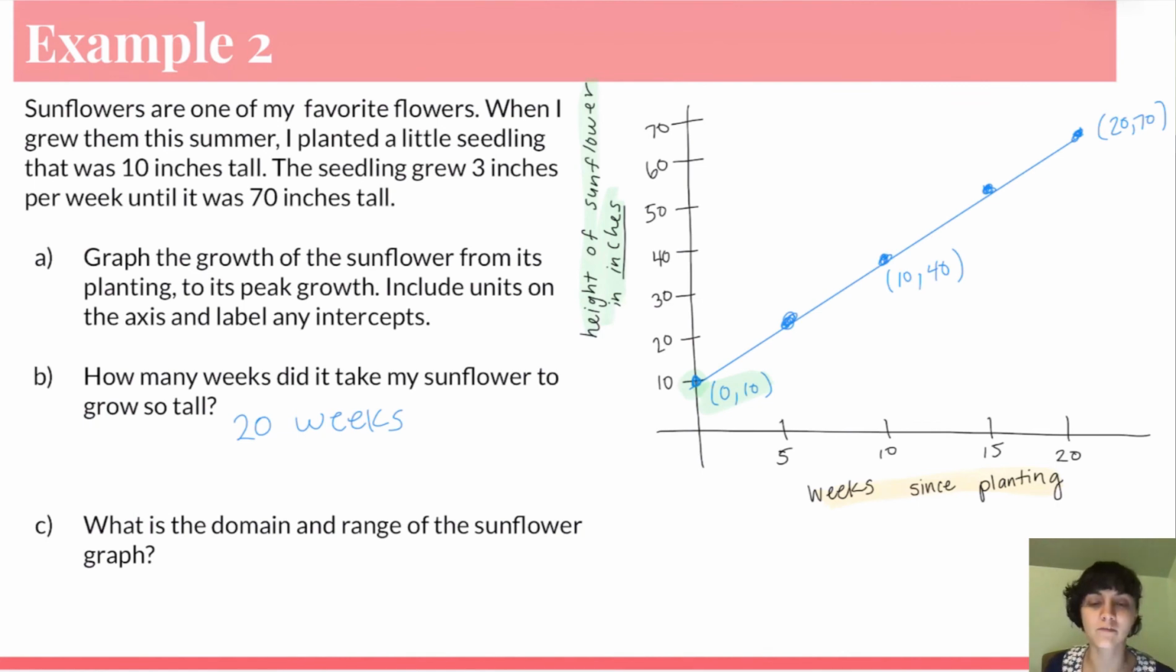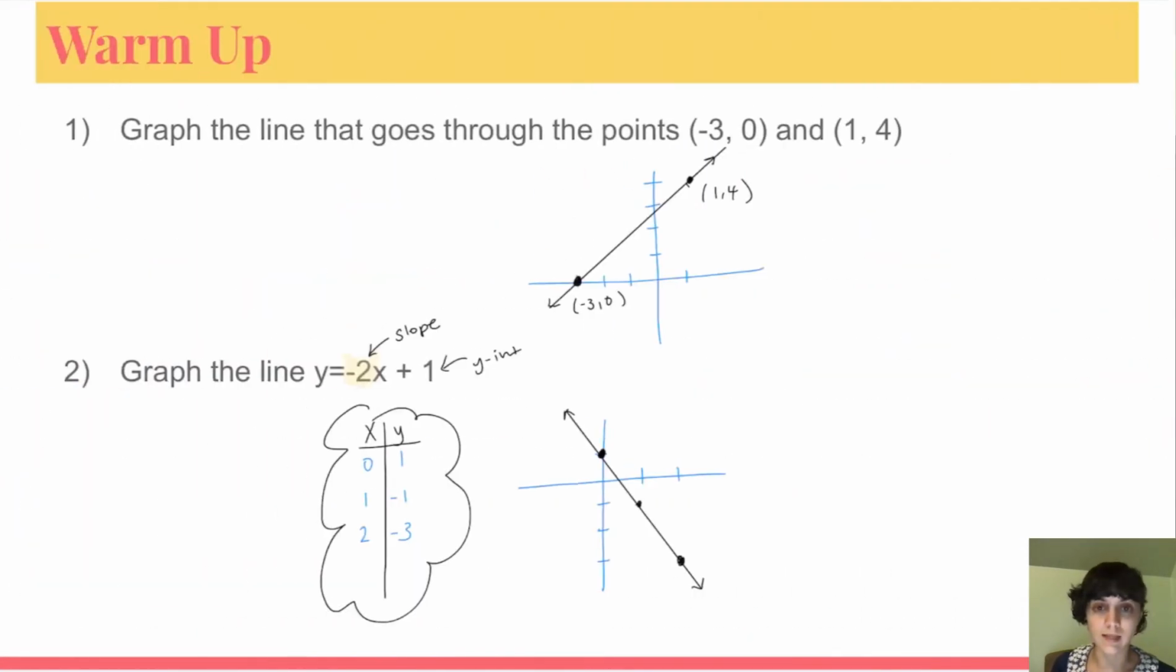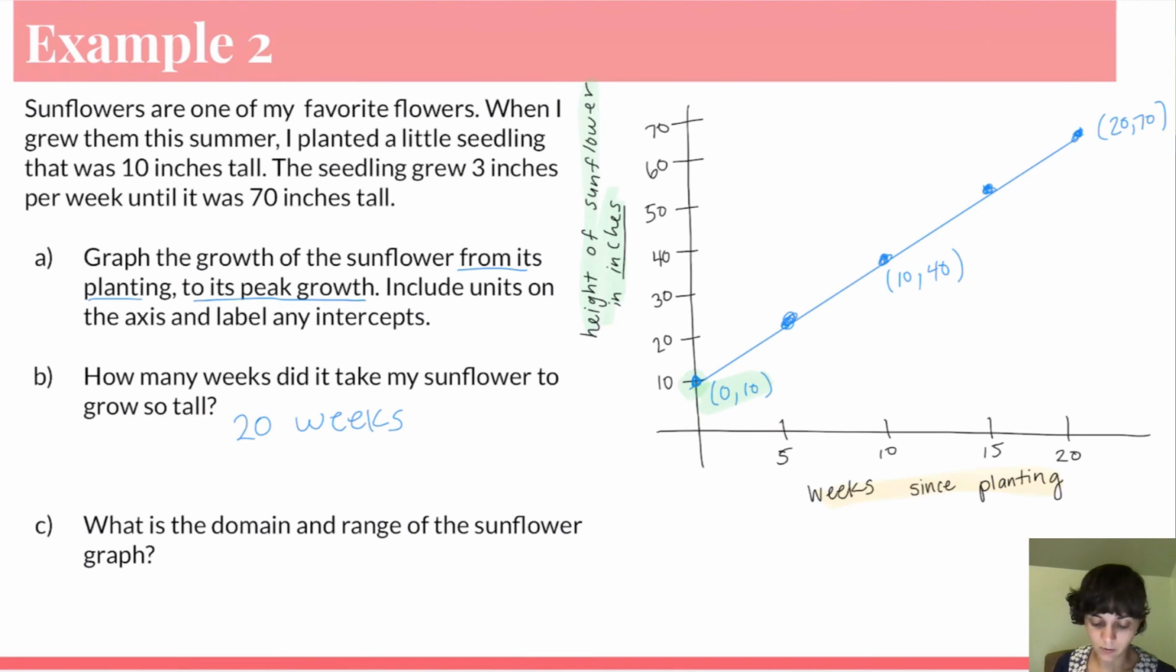So my sunflower graph starts when it was planted and then stops when it reaches its peak growth, because that's what the direction said. So I'm graphing it from its planting to its peak growth. Okay, so this isn't an infinite graph. You may have noticed this is a little different from the warm-up. The warm-up, when I was graphing these lines, I drew arrows at the end, right? So when you graph a generic line, you want to have arrows at the end to show it goes on and on and on forever. That's important. But in this real-world situation, things don't go on forever. Same with the washing machine.